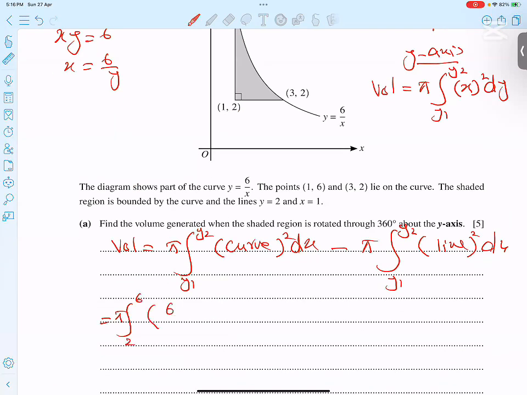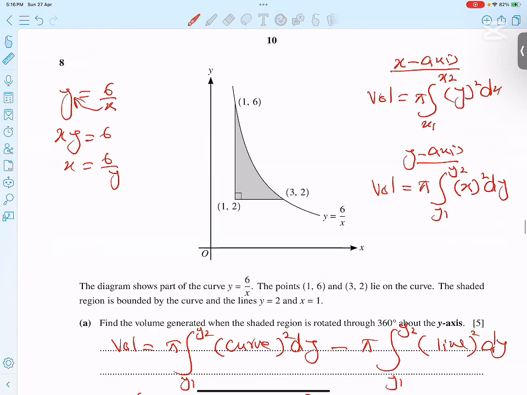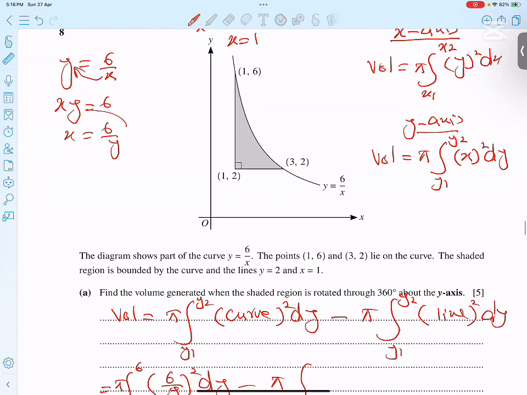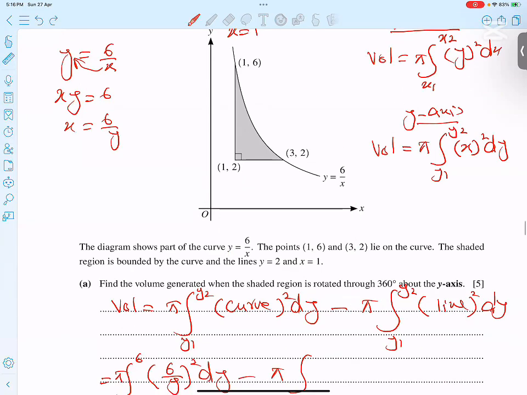And the curve equation is 6 over y to the power 2 dy. Sorry, this is not a dx, this is a dy, because it is about the y-axis. And this pi and line, interesting. What is the equation of the y-axis? This is called x equals 0. But if the line passes through 1, this is called x equals 1. So this x equals this, I kept it here, and now 1, I'm keeping it inside. So I hope it is clear.